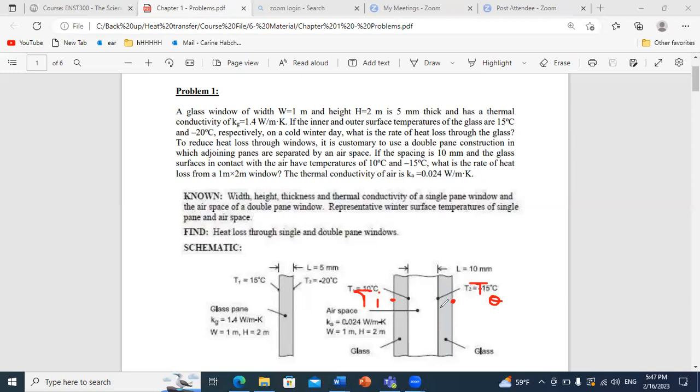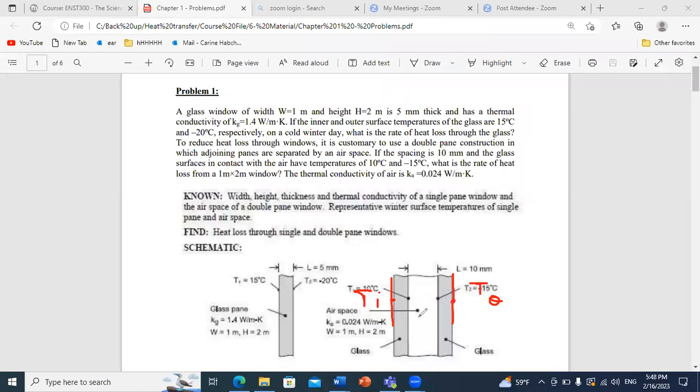So these are the questions that we should ask ourselves in order to know what to write. Here, as we mentioned, it's a steady problem. We are imposing constant temperatures, so no transient terms. We don't have any source of generation. What can be a source of generation?